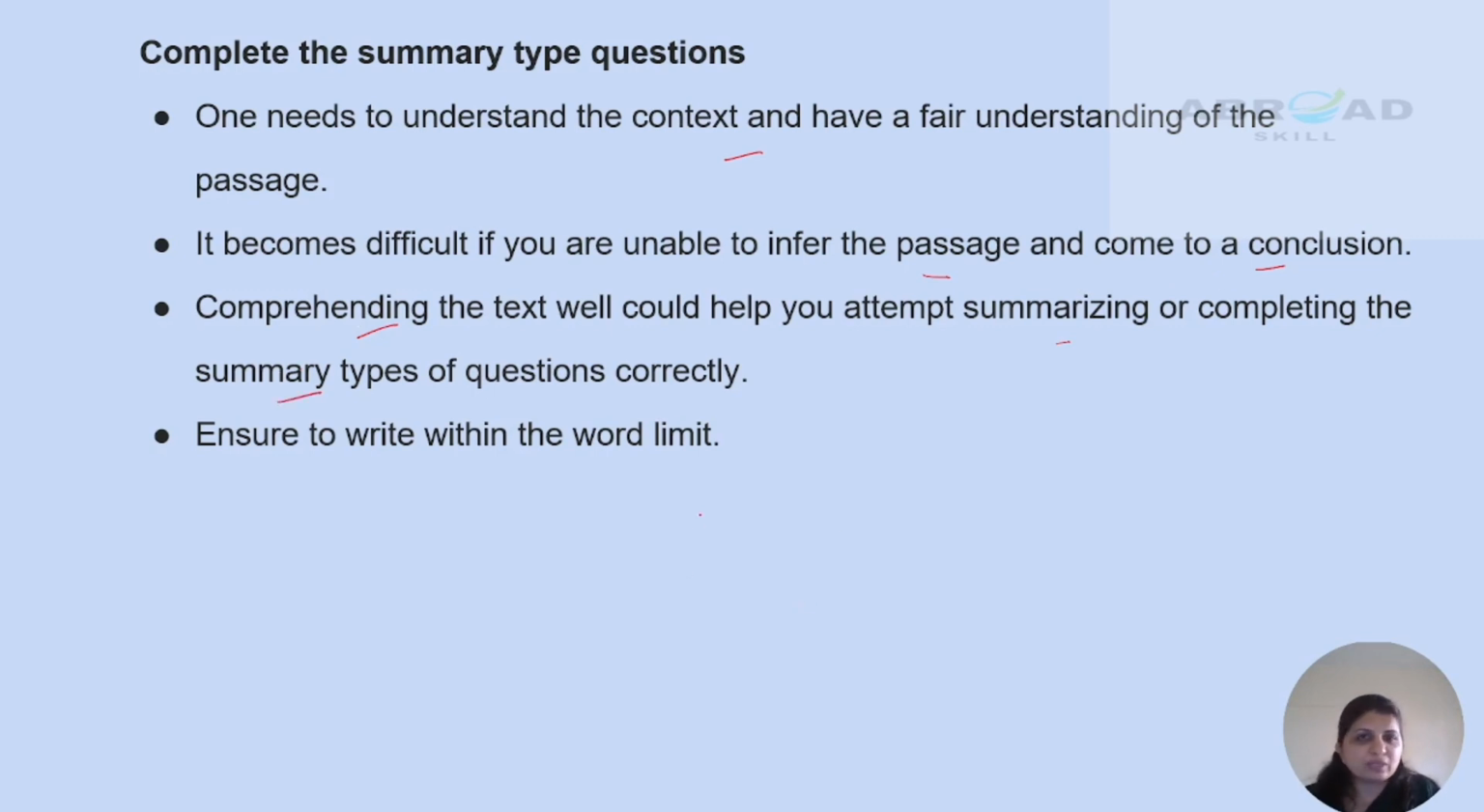So for example, what is a summary? Suppose the entire paragraph is about 8 to 10 lines, okay, and in the options it is mentioned in 2 to 3 lines. So you need to understand the content. What is the crux? What is the passage talking about? Based on that only you will be able to understand, okay, this is the summarized version of this particular paragraph, and you will be able to find the correct answer for it.